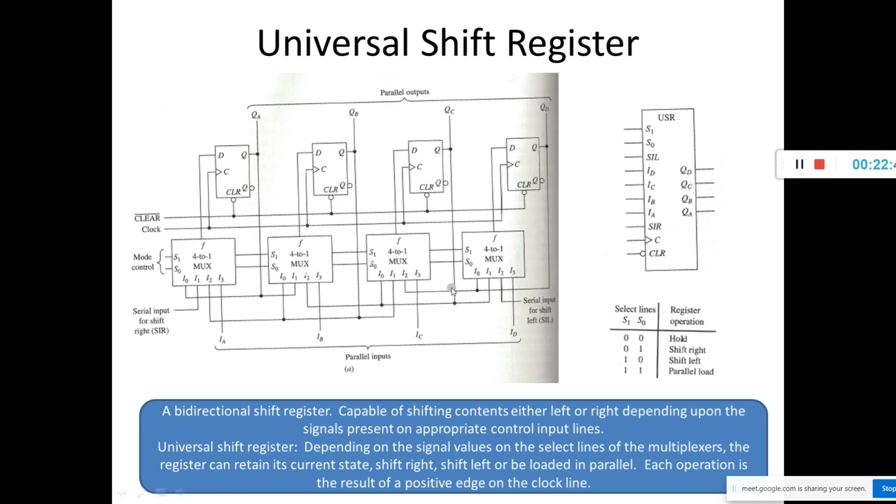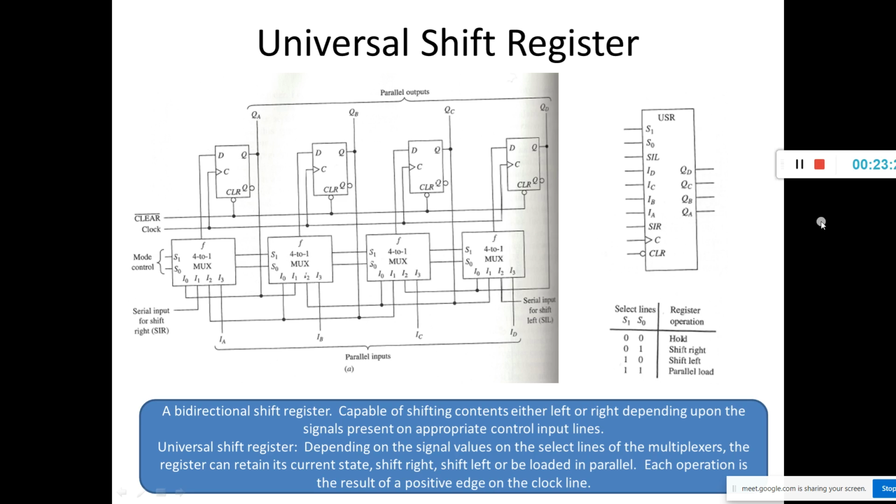Then QD is connected back to I2 of the second multiplexer from the left. I2 data is selected because the select line is 1 0. F goes to D, and D is transferred to Q upon the positive edge of the clock. Then QC is connected back to I2, and again F is connected to D, then Q. QB is connected to I2, and then F provides the output QA.